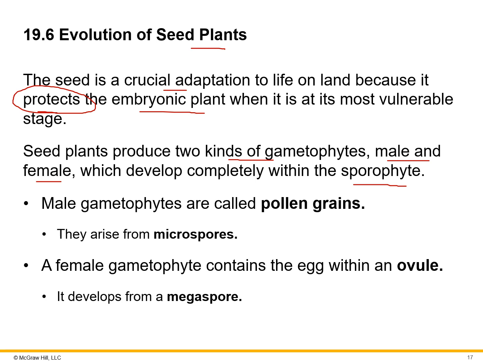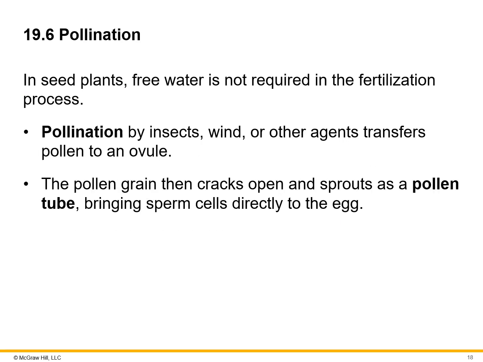The male gametophyte, again haploid, those are called pollen grains. They arise from what are called microspores. And then females contain the egg in what's called the ovule. That kind of helps us a little bit, as we think about an ovary having the egg in females. So in the plants, the ovule contains the gamete of the egg, and those are made from megaspores. So again, the sporophyte produces both male and female. The males are called pollen grains made by microspores, and then the eggs are made in the ovule by megaspores.